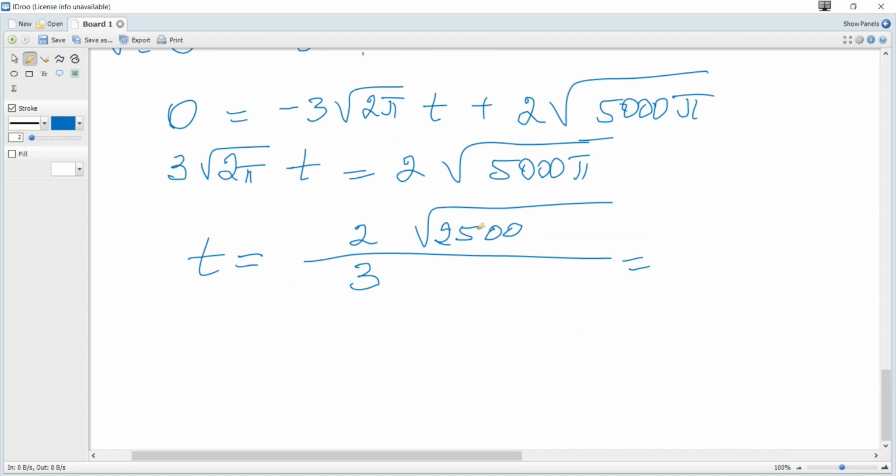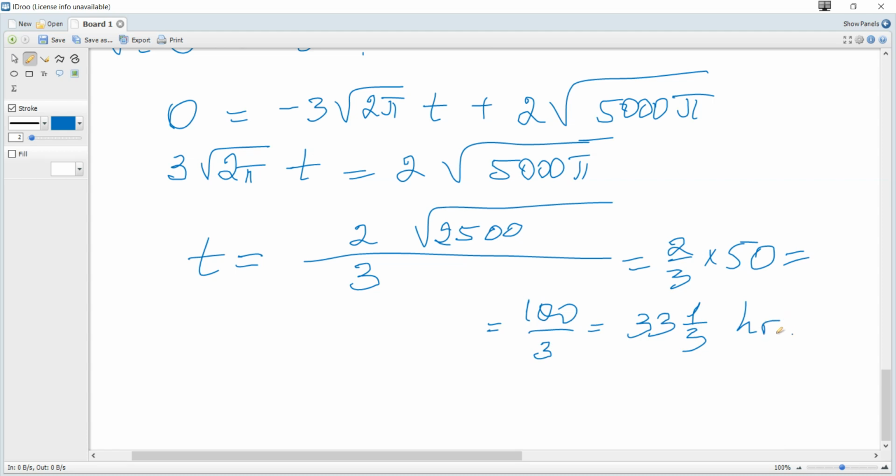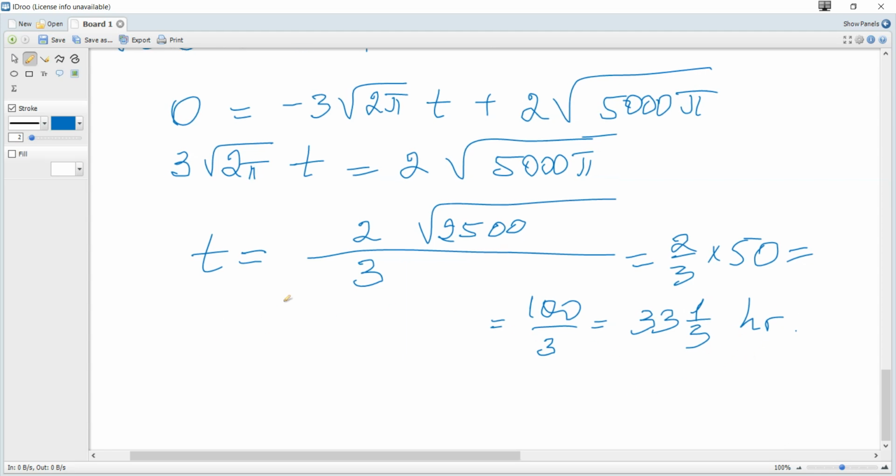Root of 2500 is root of 25 multiplied by root of 100, so it's 2/3. Root of 25 is 5, and root of 100 is 10, or just root of 2500 is 50. So it becomes 100 over 3, or 33 and 1/3 hours. Time is measured in hours. Or you may write 33.3 to 3 significant figures, hours.